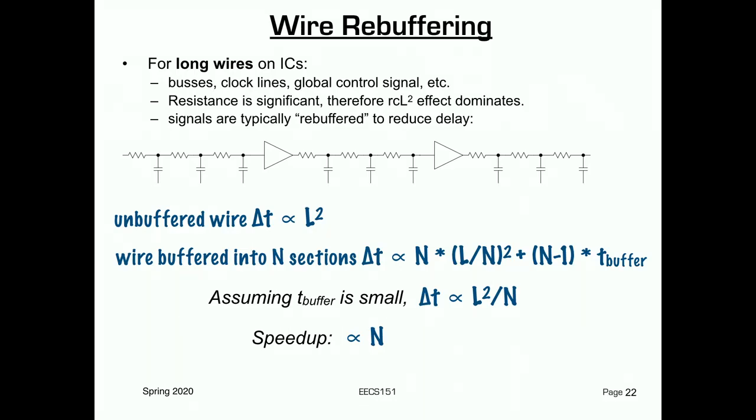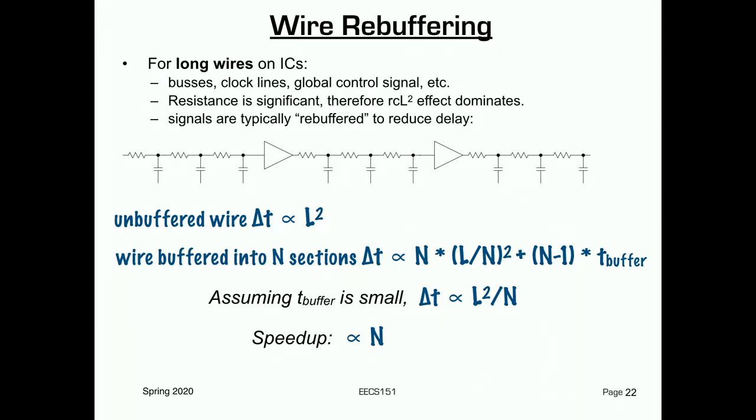But typically what you'll do, if you're going to have an even number of them on a wire, put an inverter here and then another inverter here. All right? So then by the time you get to the end of the wire, the signal's not inverted. And what this does, so here's the unbuffered wire. I say the delay is proportional to L squared, as I said before.